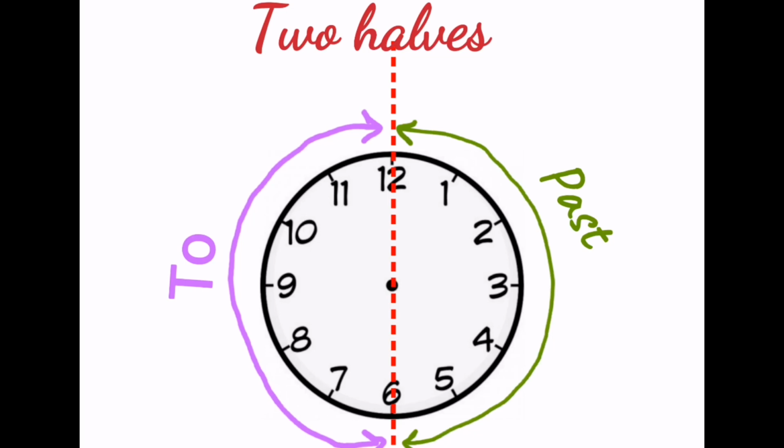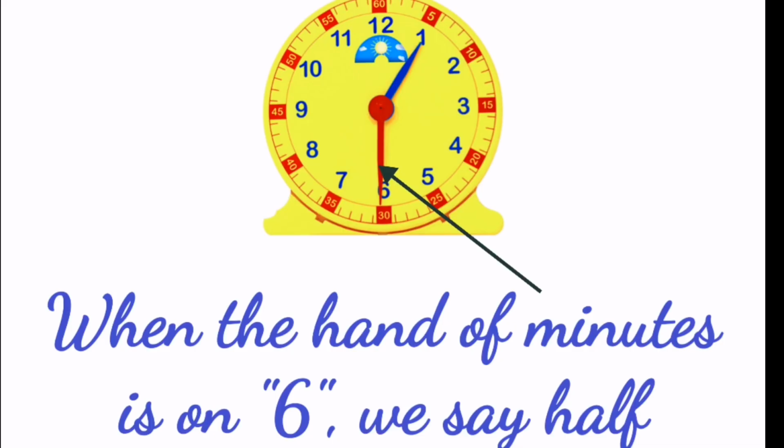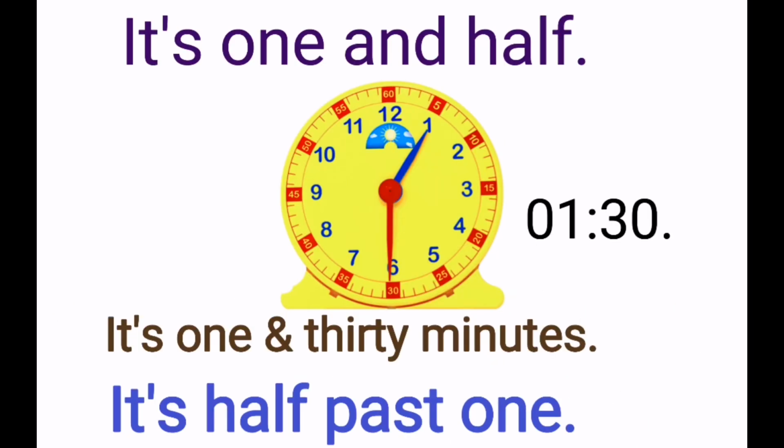Past and to. Please memorize this and move on to see here. So when the hand of minutes is on 6, we say half. Let's see some examples. So what's the time? Or what time is it? Here we have 3 readings or 3 answers.